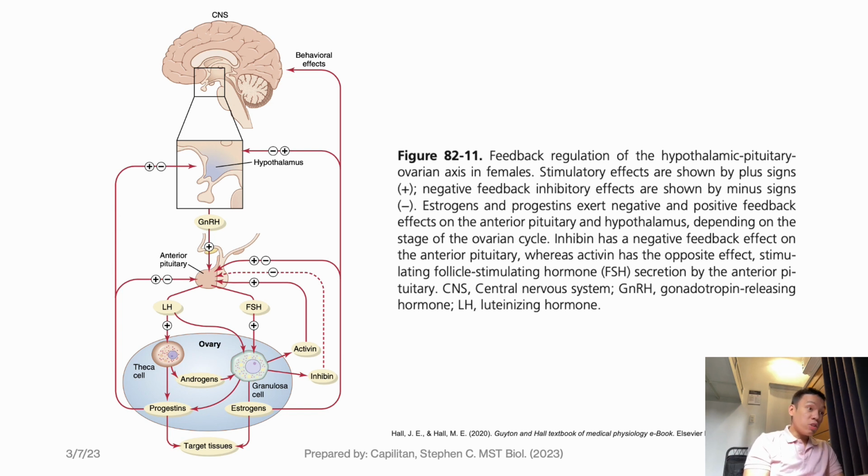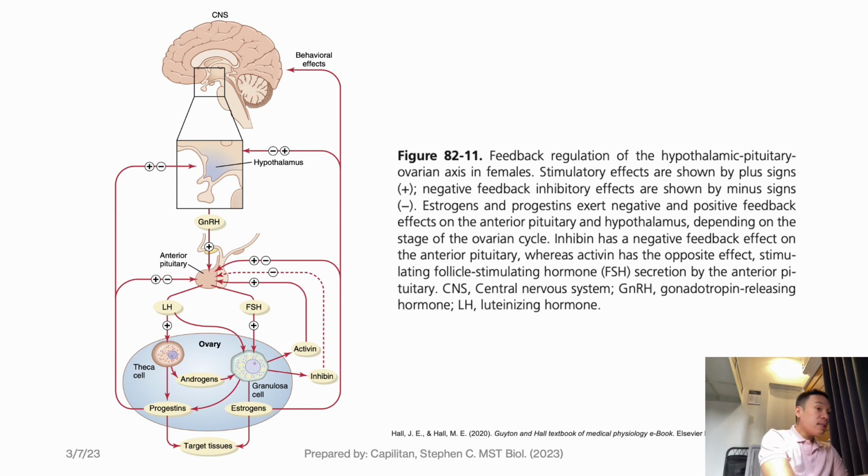Now, estrogens and progestins exert negative and positive feedback effects on the anterior pituitary and hypothalamus, depending on the stage of the ovarian cycle. Inhibin has a negative feedback effect on the anterior pituitary, whereas activin has the opposite effect, stimulating hormone secretion by the anterior pituitary.